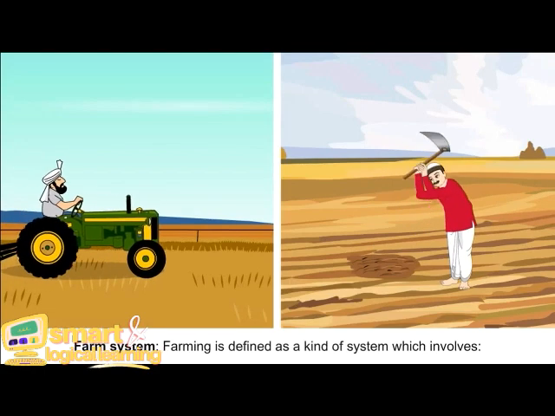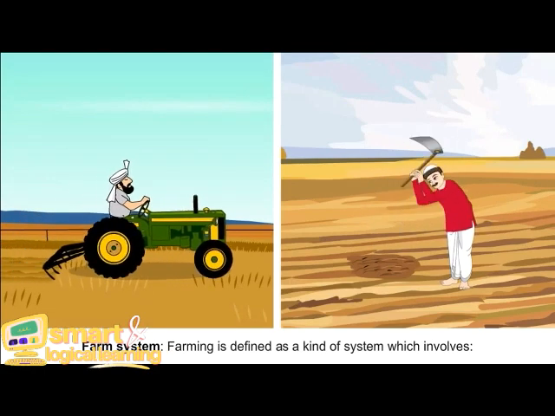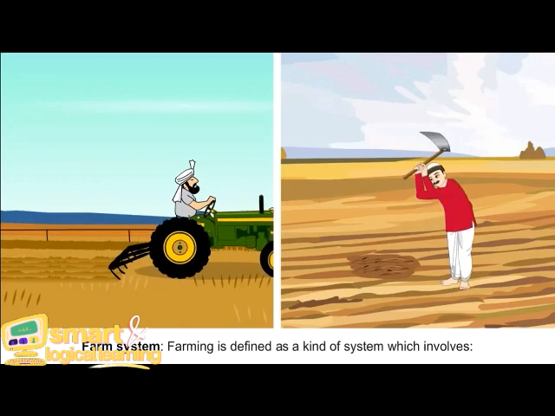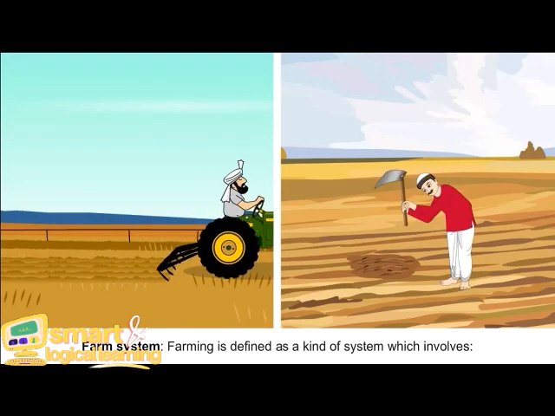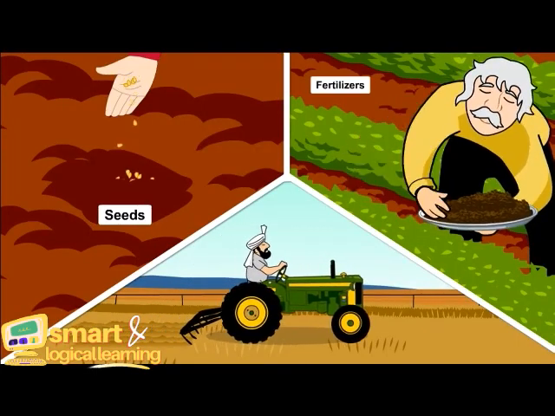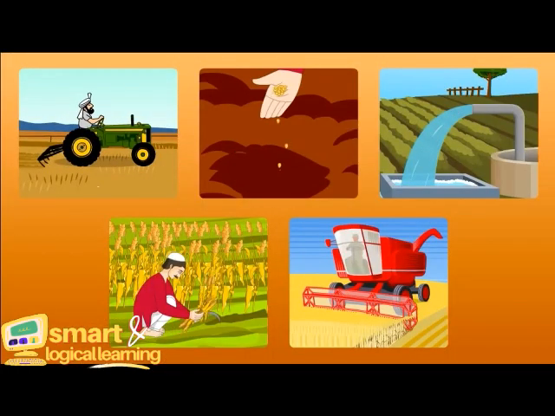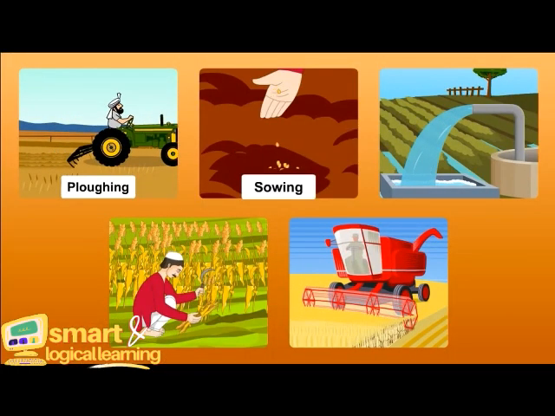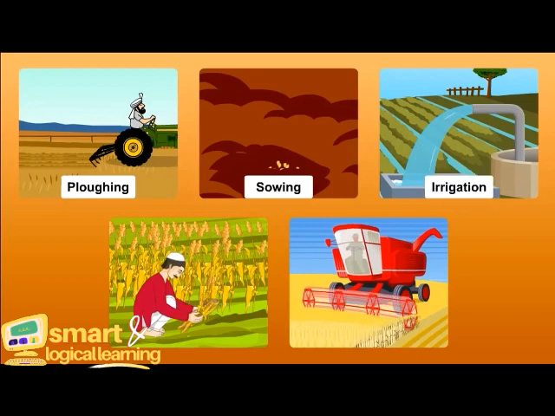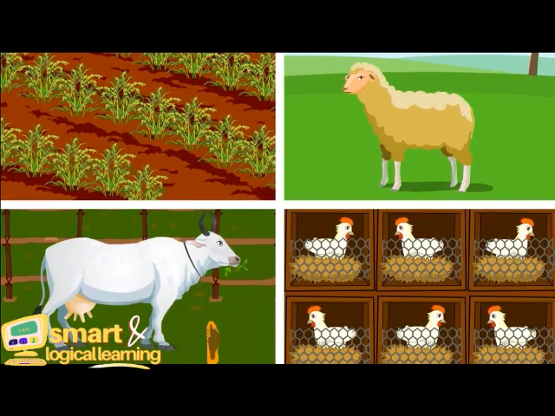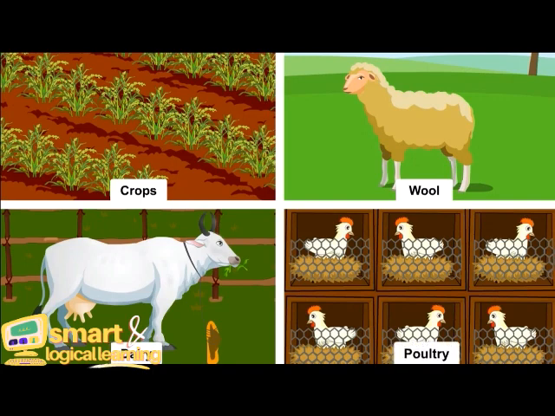Farm system. Farming is defined as a kind of system which involves input, operations and output. Inputs like seeds, fertilizers, machinery and labor. Operations are plowing, sowing, irrigation, weeding and harvesting. Outputs are crops, wool, dairy and poultry.